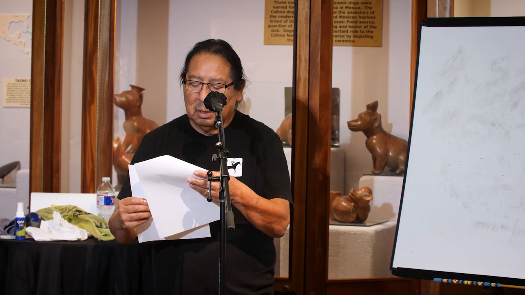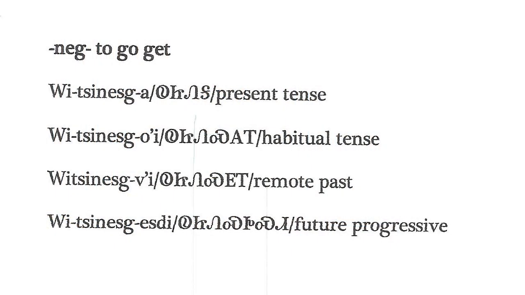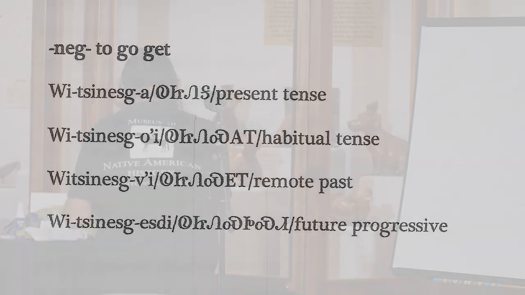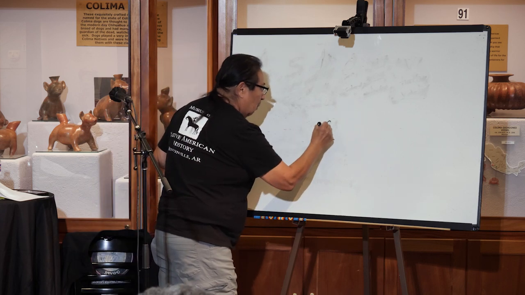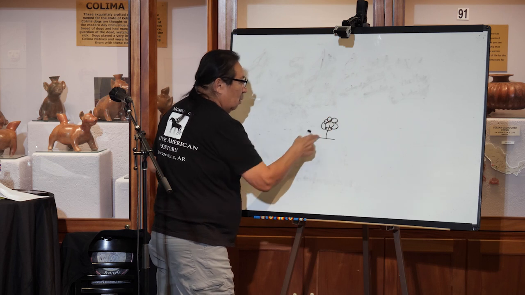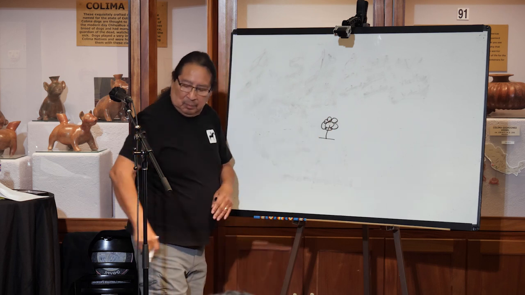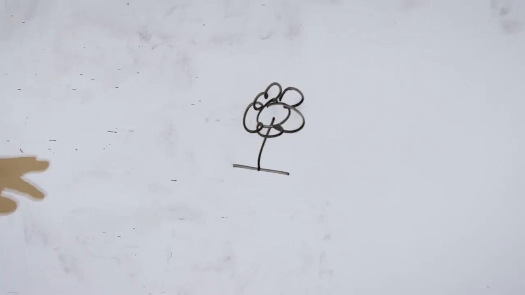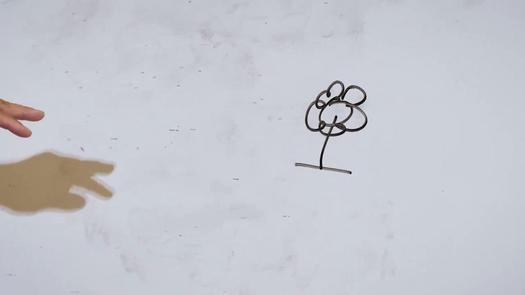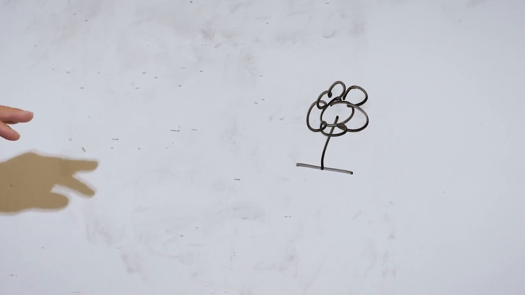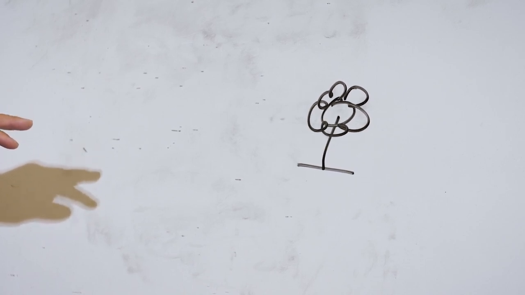Okay, second page. Neg, N-E-G will be your stem. I look at the stem like this, these three parts here. The ground part there would be one, then your stem, then result is your flower. That's the way I look at these conjugations. I guess you can call it like a conjugation. That's the way I picture it.